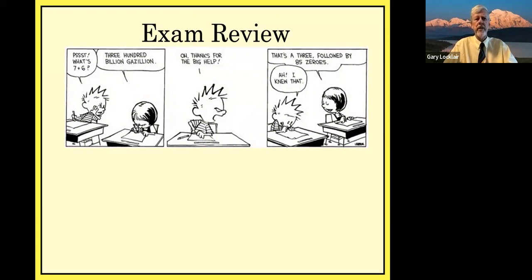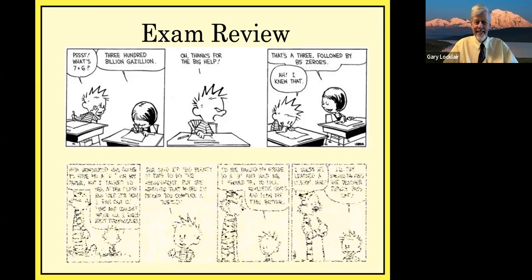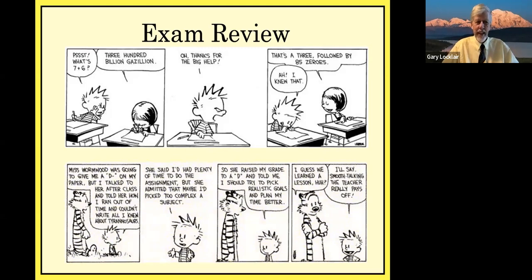Psst, what's 7 plus 6? 300 billion gazillion. Oh, thanks for the big help. That's a 3 followed by 85 zeros. I knew that. Miss Wormwood was going to give me a D- on my paper, but I talked to her after class and told her how I ran out of time and couldn't write all I knew about Tyrannosaurs. She said I had plenty of time to do the assignment, but she admitted that maybe I picked too complex a subject. So she raised my grade to a D and told me I should try to pick realistic goals and plan my time better. I guess we learned a lesson, huh? I'll say smooth talking the teacher really pays off.